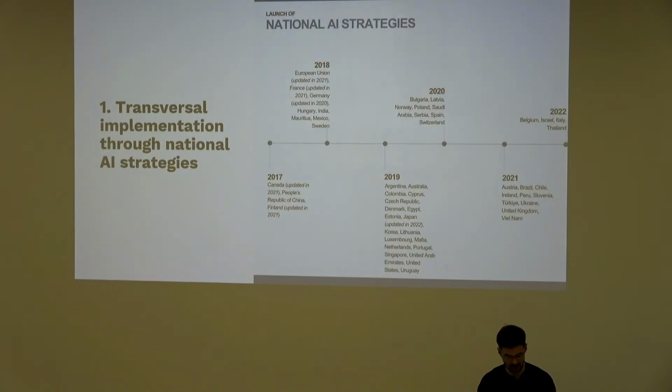What we see is that since 2017, when the first national AI strategy was published by Canada, those national strategies have really become very popular. I would say almost every country by now, or at least almost every bigger country, has one of their own.